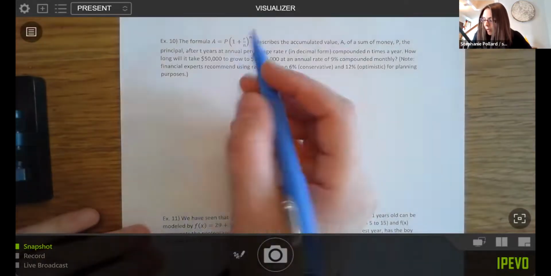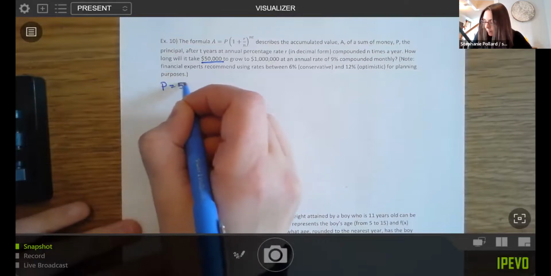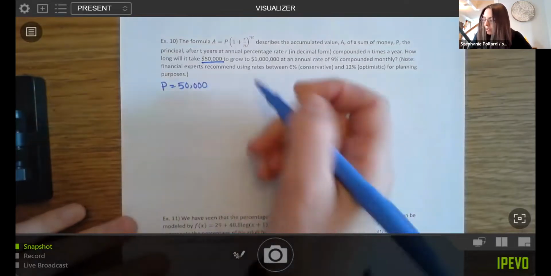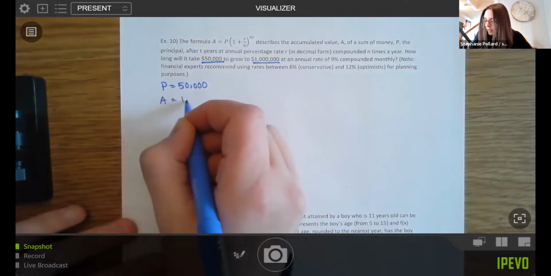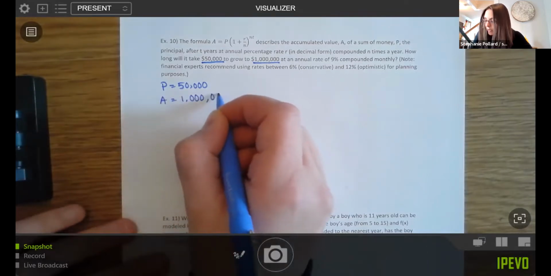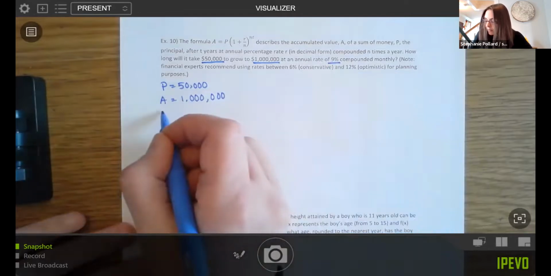So we're going to start with $50,000. So that's our principal. And we want it to grow to 1 million. So we want our final amount to be $1 million. Sounds good to me. The annual rate is going to be 9%.